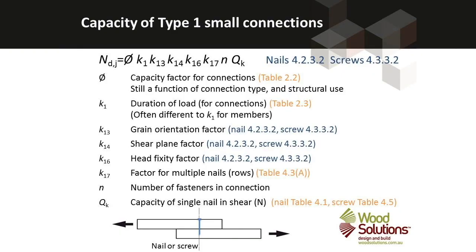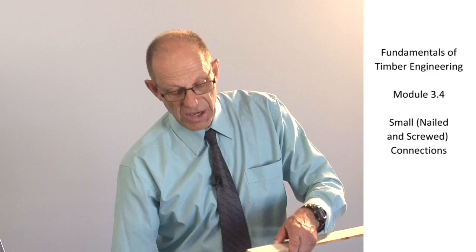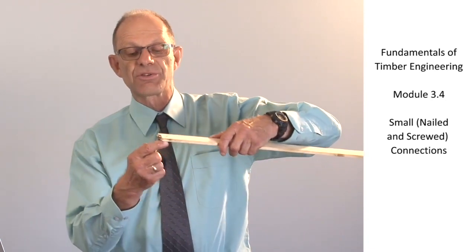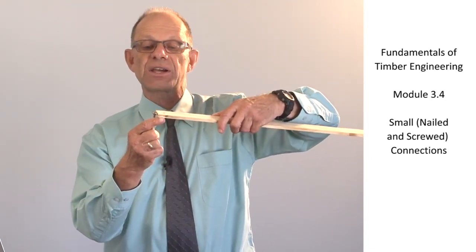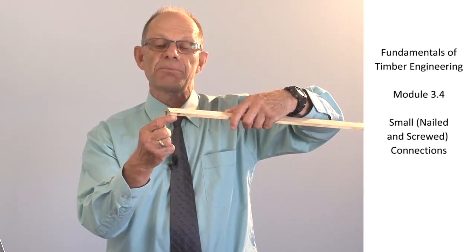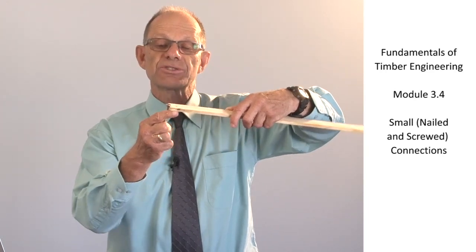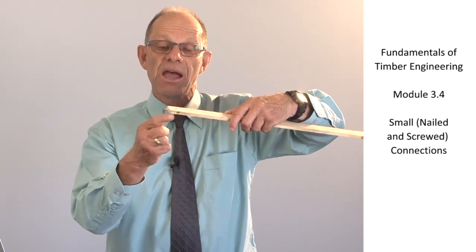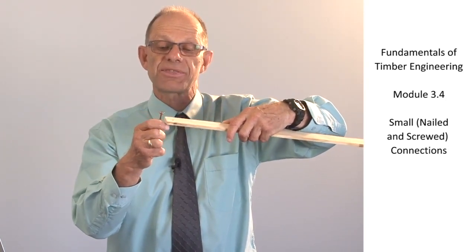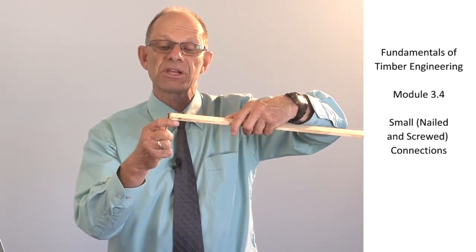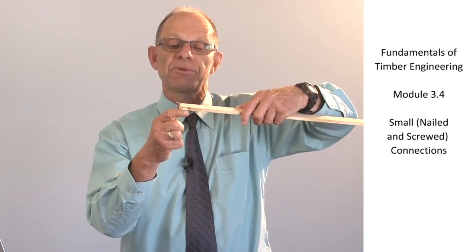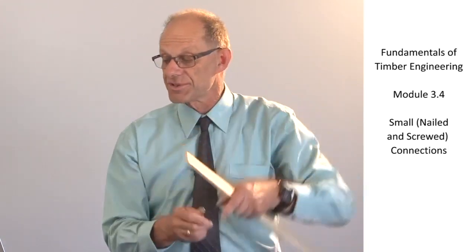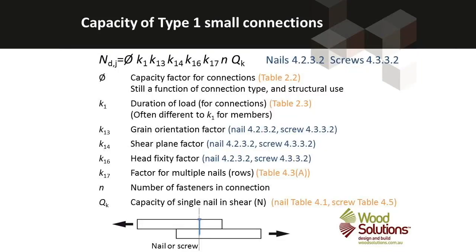The K16 factor relates to the head fixity factor. When a screw or nail is driven, the head is going to sit flush with the top member. If the top member is a piece of wood, there's not a lot of fixity with the head of the fastener. However, if the top member is a thick steel plate, there can be quite a lot of fixity at the top of the fastener that improves the strength of the connection a little.